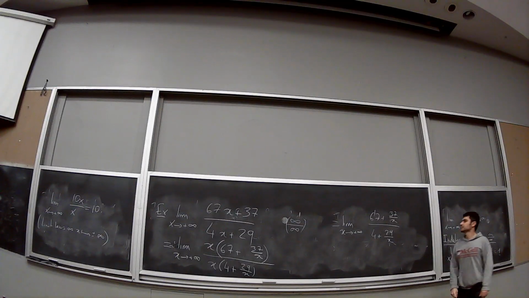What do I get here? Now look at the top. 37 over x, where will it go if x is very large? So the top goes to 67. The bottom, where will it go to? 4. So what is my answer here? 67 over 4.